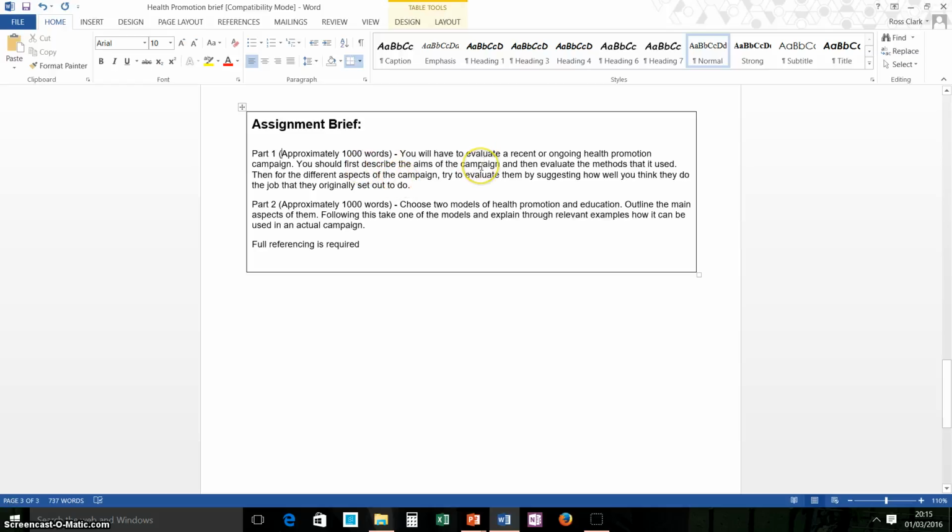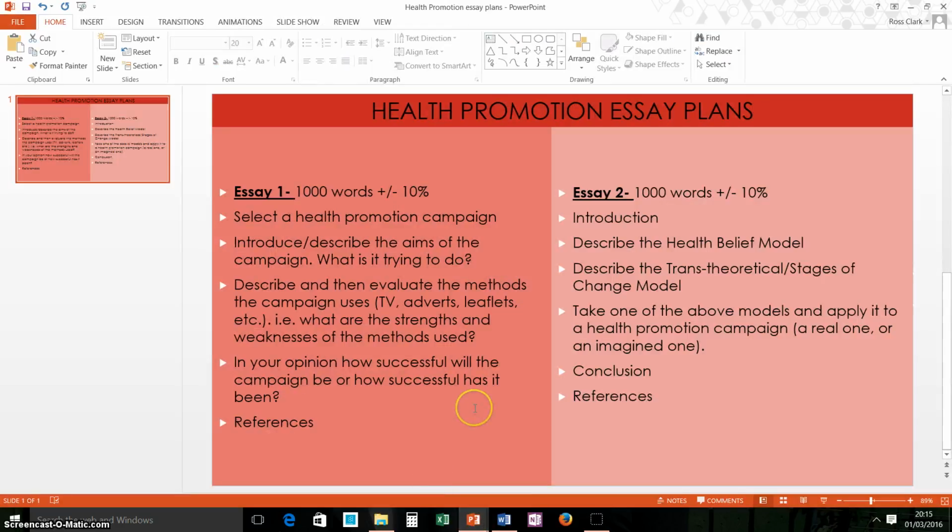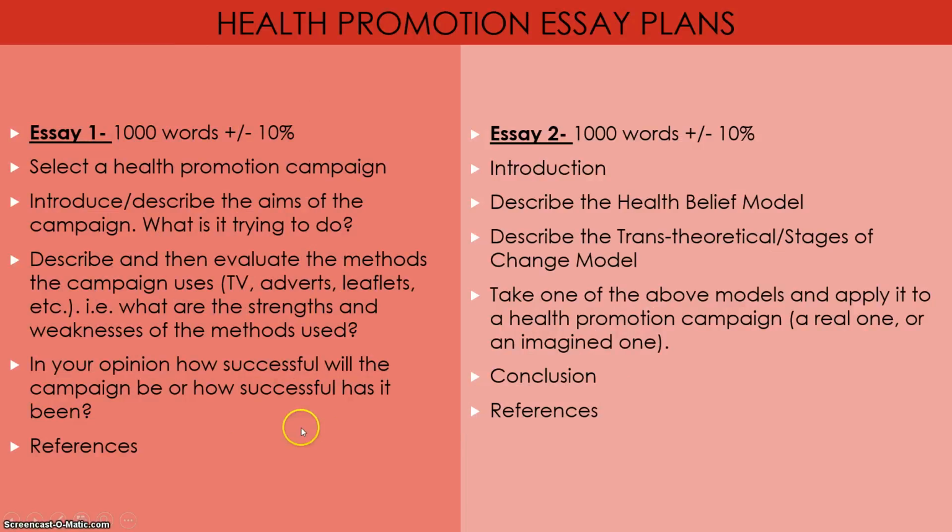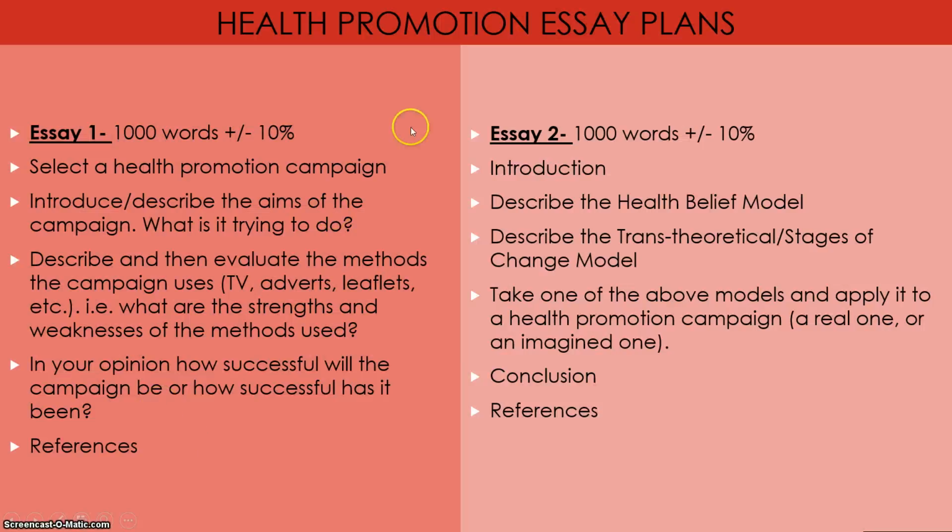So you're evaluating a campaign basically. You're describing the aims of the campaign and then evaluating the methods used in the campaign. And then finally talking about how well you think the campaign has gone. So we can break that down if we look at this plan. This is available on Moodle as a PowerPoint as well. So basically, essay 1. These are the stages you should go through.